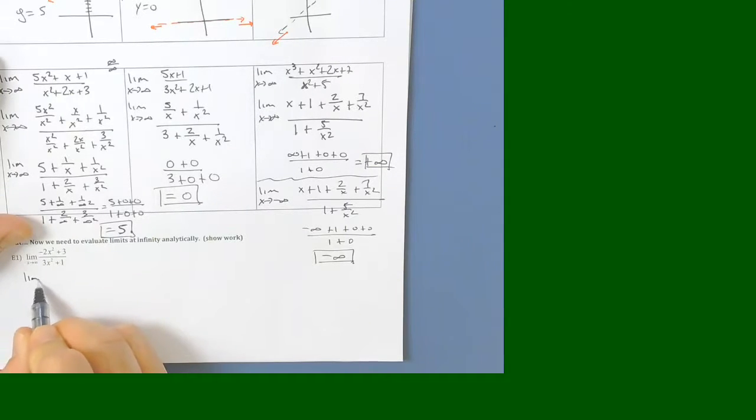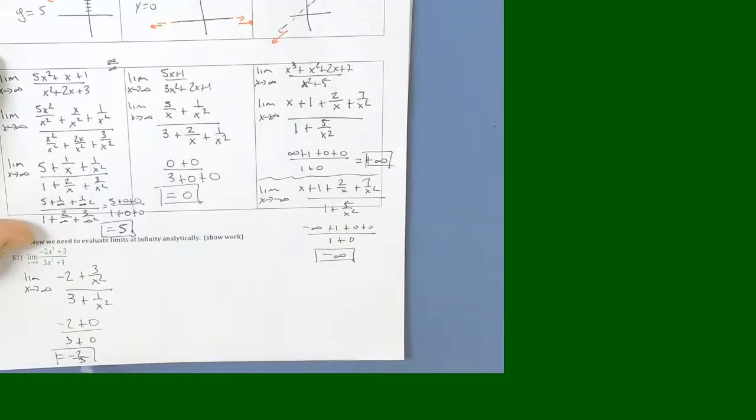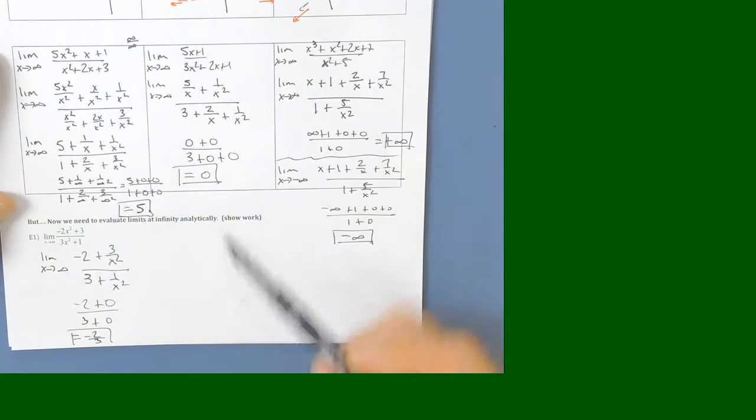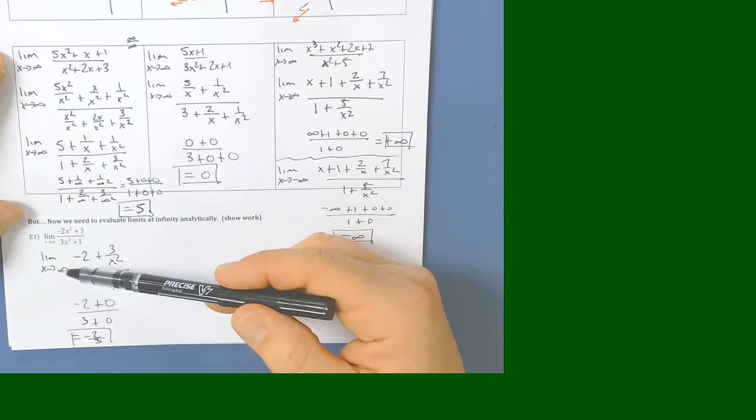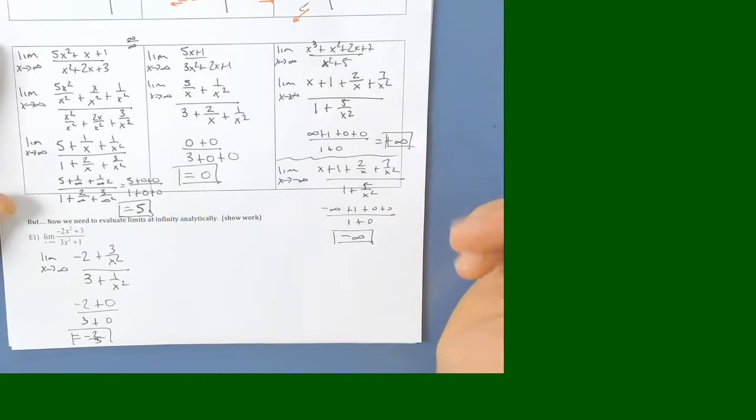Pre-calc lens. Calc lens, limit, x goes to infinity, divide by x squared, negative 2 plus 3 over x squared, over 3 plus 1 over x squared. Apply the limit. Don't write the limit anymore. Negative 2 plus 0 over 3 plus 0, negative 2/3. If this is a 4-point problem, 1 point for the limit sign, 1 point for the division, 1 point for showing your work, 1 point for the answer.